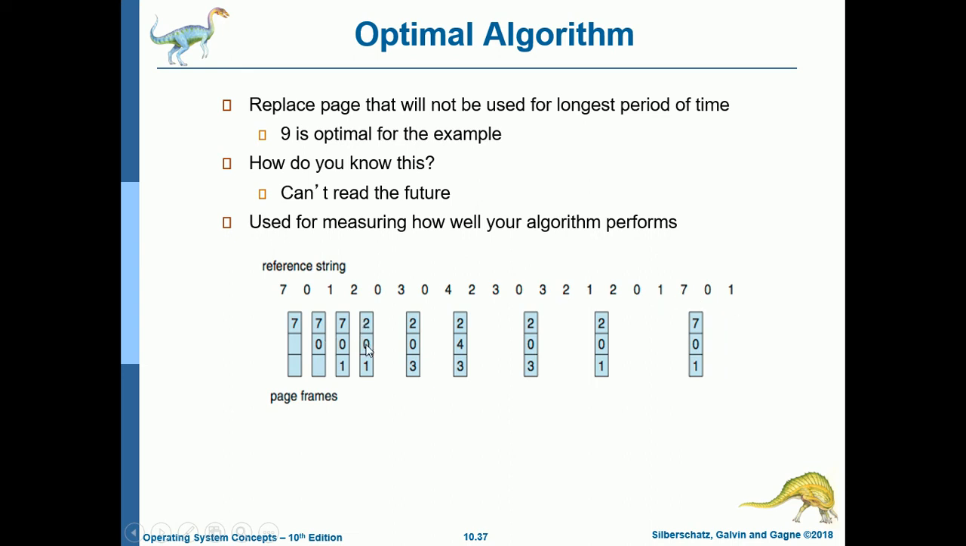So, for the given pages here, you have to determine which of them will not be used for a long period of time. Okay, so how do you know this? You can read the future. So, this is used for measuring how well your algorithm performs. This is advantageous if you already know the reference string. Okay, I'll provide again a video for how to do it manually.